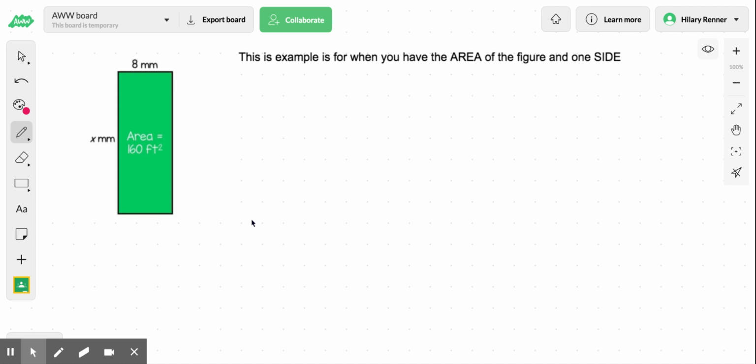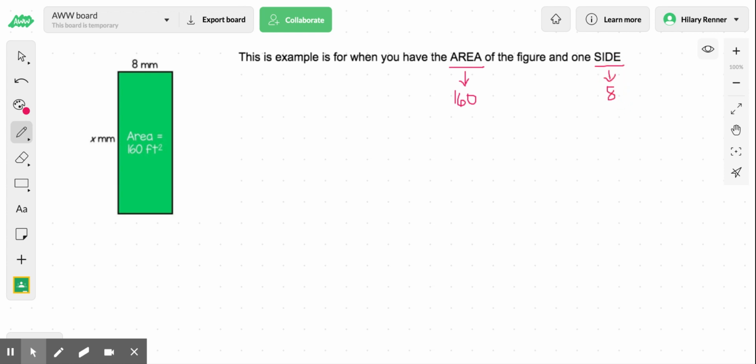Hi, boys and girls. This example is an area and perimeter problem where you need to find the missing side of a rectangle when you're given the total area and one of the side lengths. So in this problem, we're given what the area is and what one of the sides is. The total area, according to this figure, is 160 feet squared, and the side length that we have is 8.